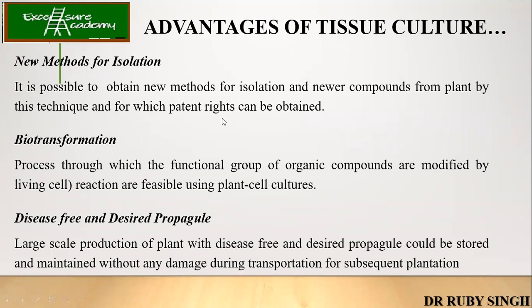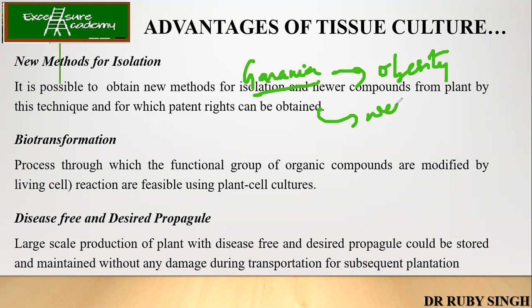New methods for isolation. It is possible to obtain new methods for isolation, and new compounds from the plants can be obtained. Then later you can file a patent also. Suppose a new drug is discovered by your method, which is really killing cancer cells or treating diabetes or obesity. For example, there is this plant called Garcinia. People say that it is really useful for treating obesity, and many people are using it for weight loss. I'm not sure how helpful it is, but since it is all herbal, no side effects are there.